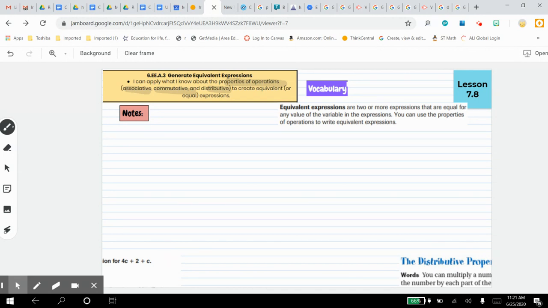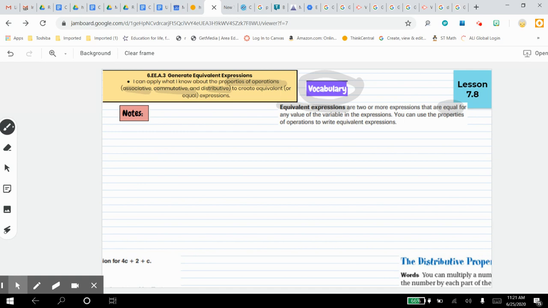So real quickly, our vocabulary for today: equivalent expressions are two or more expressions that are equal for any value of a variable in the expression. You can use the properties of operations to write equivalent expressions.